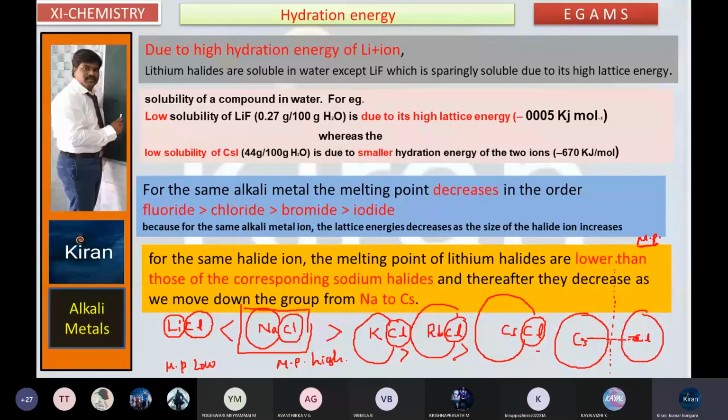For the same halide ion, the melting points of lithium halides are lower than those of the corresponding sodium halides. Lithium halide is completely lower than all other corresponding halides. Thereafter, for the sodium halide, the melting point decreases as we move down the group. Sodium is the exceptional case in this.